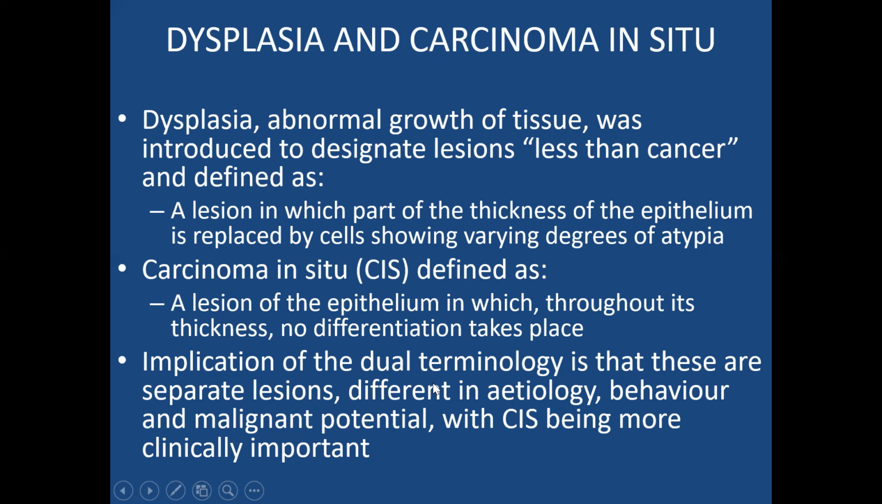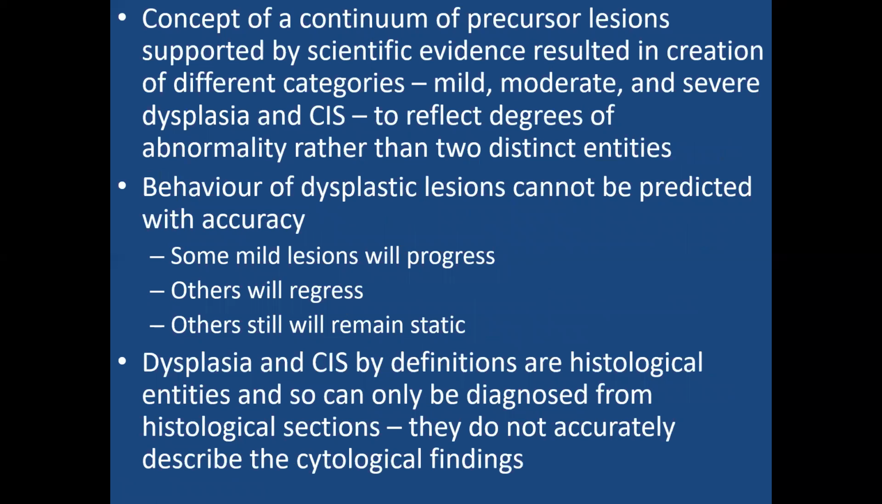Okay, so like I was saying, the implication of this dual terminology that was introduced is that these are separate lesions with different etiology, behavior, and even malignant potential, with CIS being more clinically important. Now, the concept of the continuum of precursor lesions, supported by scientific evidence, resulted in the creation of different categories: mild, moderate, and severe dysplasia, and CIS, to reflect the degrees of abnormality rather than two distinct entities.